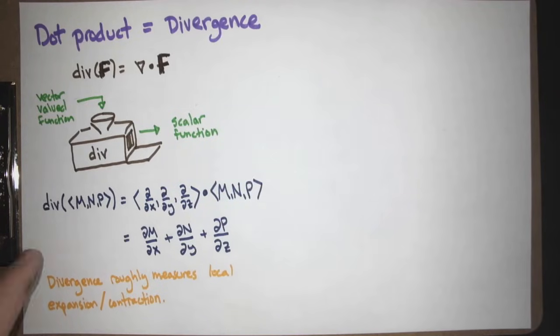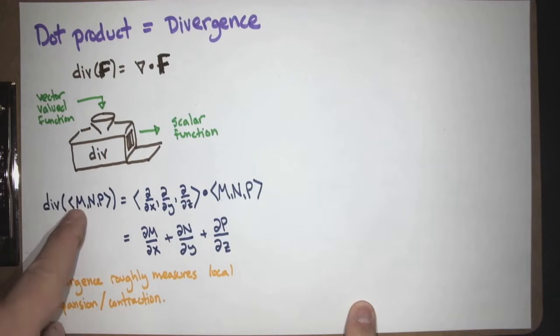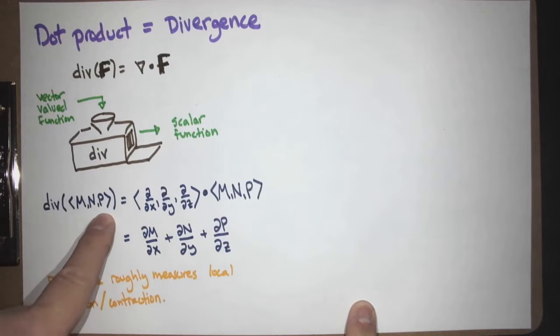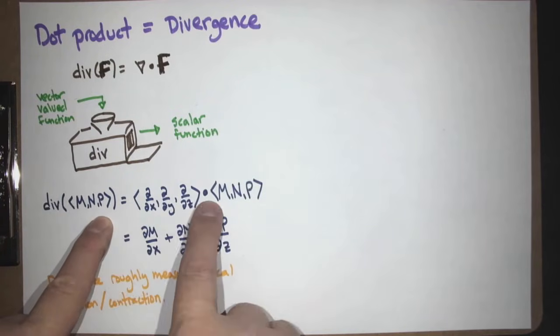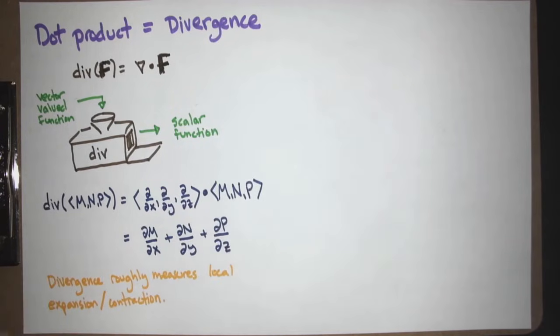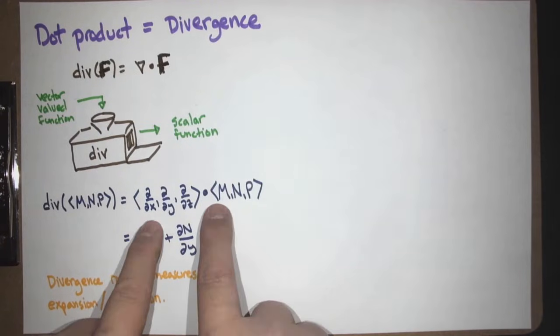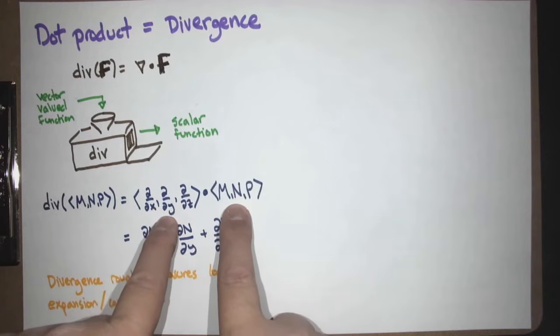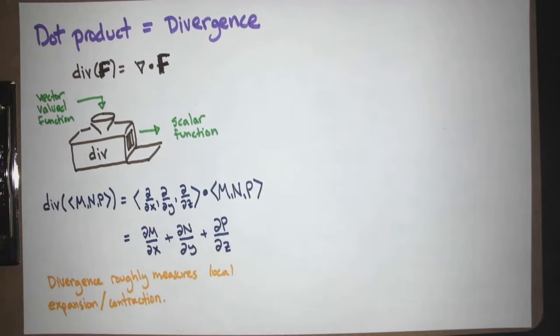So how does it work? I'm putting a vector valued function in, so I'm thinking of M, N, P as the individual entries in my vector. Each one of these is its own function. So the divergence of MNP says take the del, partial x, partial y, partial z, dot it with MNP. That gets you partial m partial x plus partial n partial y plus partial p partial z. This is probably everyone's favorite because it's relatively straightforward, no surprises.